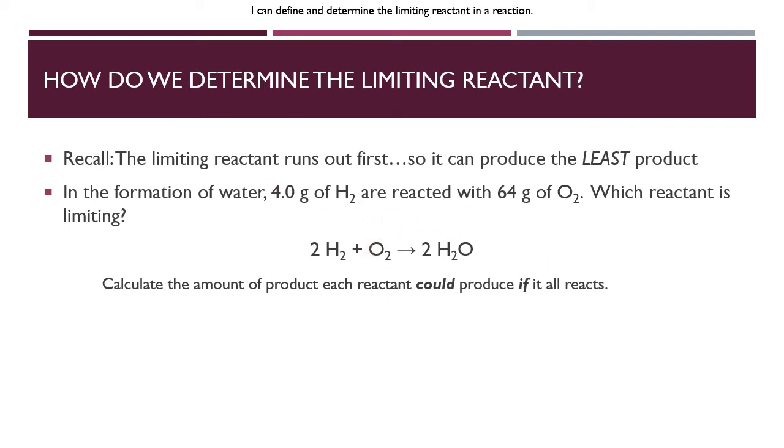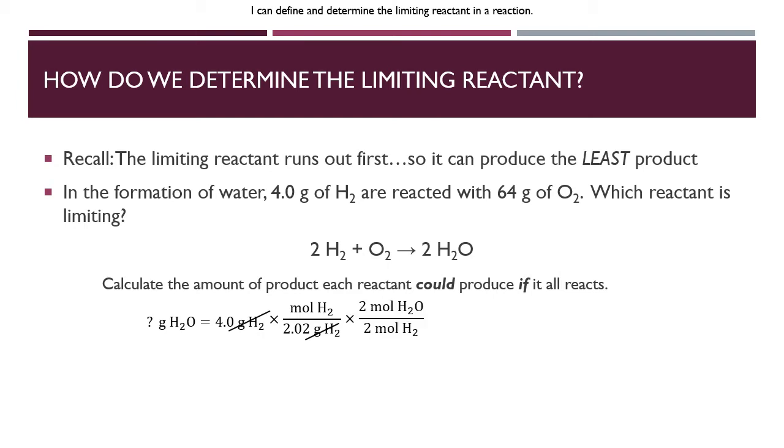So what we will do is calculate the amount of product that each reactant could form if it all reacts. In other words, I want to know what mass of water, how many grams of H2O, I am going to get if all 4 grams of H2 react. This is just a gram, mole, mole, gram problem that we've already learned how to do with stoichiometry. So I'm going to convert my mass of hydrogen to moles using the molar mass. Notice grams of hydrogen cancel.